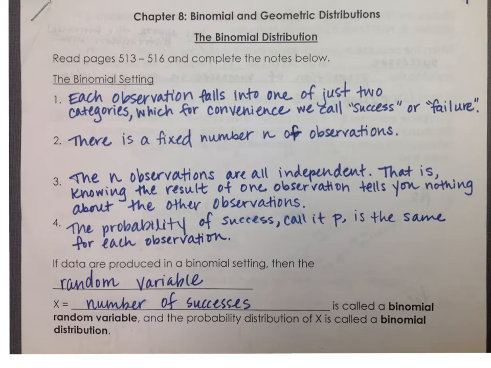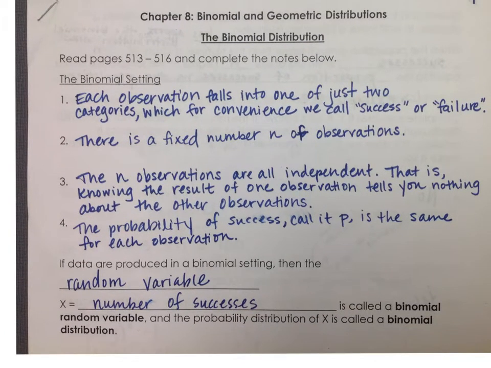Second, there's going to be a fixed number of observations. We use the letter N to represent the number of trials that we are going to have. The N observations, or again the N trials, are all independent from one another. So knowing the result of one observation tells you nothing about the others. We've talked about this independence piece quite a bit. Then the probability of success, which we're going to call P, is the same for each observation, and that's tied to the independence piece as well.